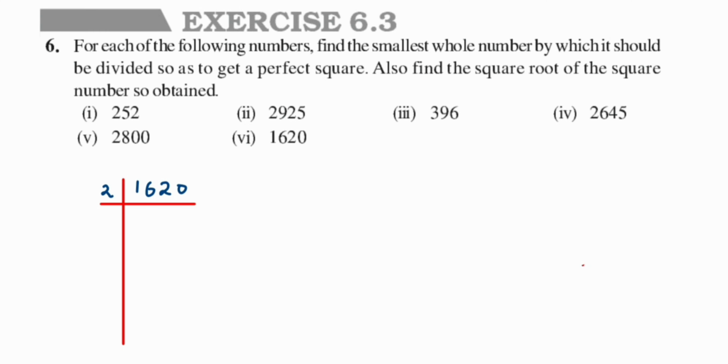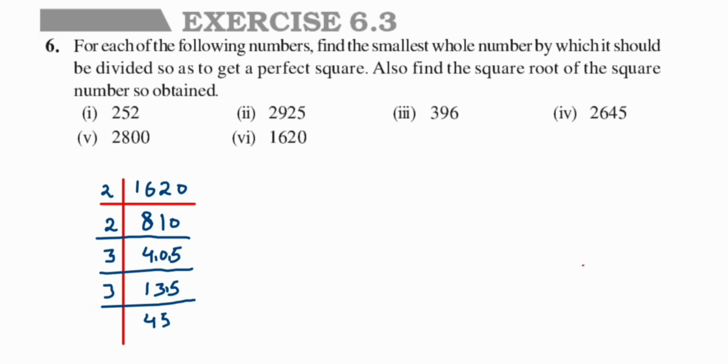2 8s are 16 and 2 1s are 2 and then 0. Again we'll take 2. 2 4s are 8. 1 is not divisible, so 0, and then 5s are 10. Now this is not divisible by 2, so we'll take a 3. 3 1s are 3, 1 is left. Again 3 3s are 9. 1 is left, 15, so 3 5s are 15. Now 135 is divisible by 3 again, so 3 4s are 12, 1 is left, 3 5s are 15. Again divisible by 3, so 45 I'll write here, and 3 15s is 45.